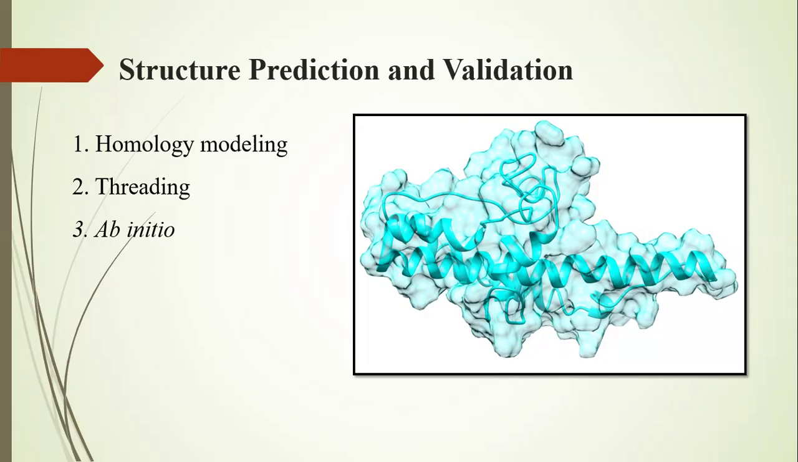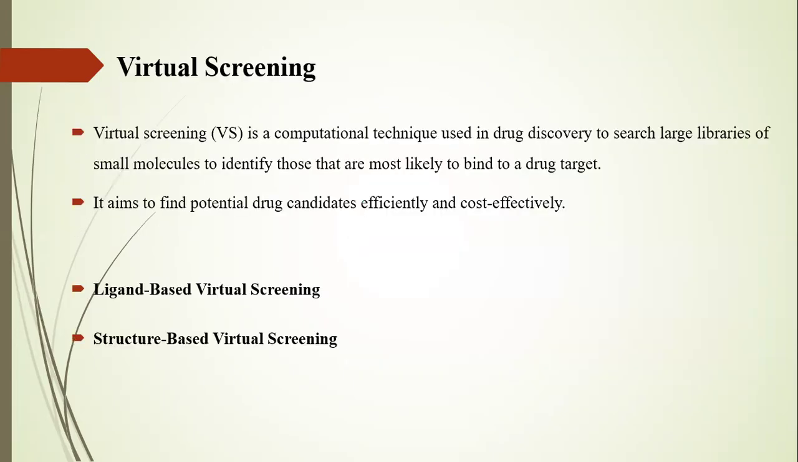Then we have to validate the structure through different evaluation tools, and we have to check the backbone, torsion angle, phi angle, psi angle, alpha helix, beta sheet. So after that, we can decide this structure is reliable or not.